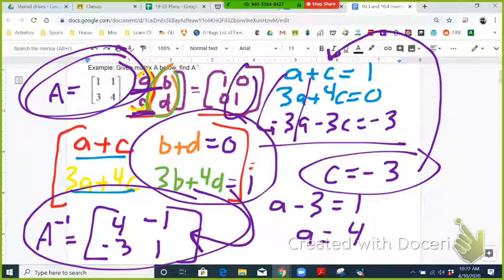Now I'm going to show you in the next video how to do this an easier way, but I think it's important to see where that formula comes from.